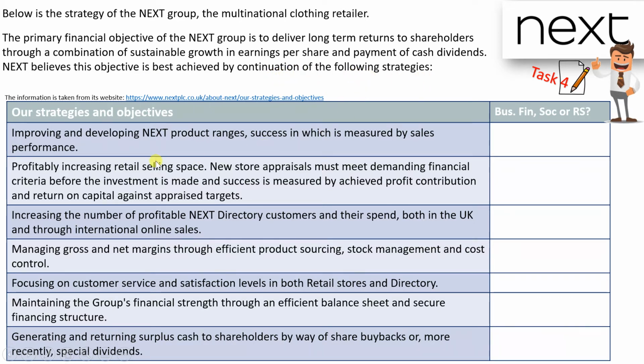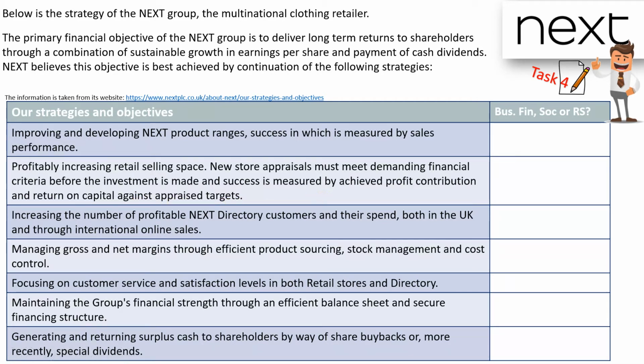So let's have a look at these. Number 1, improving and developing Next product ranges, success in which is measured by sales performance. Number 2, profitably increasing retail selling space. New store appraisals must meet demanding financial criteria before the investment is made, and success is measured by achieved profit contribution and return on capital against appraised targets.